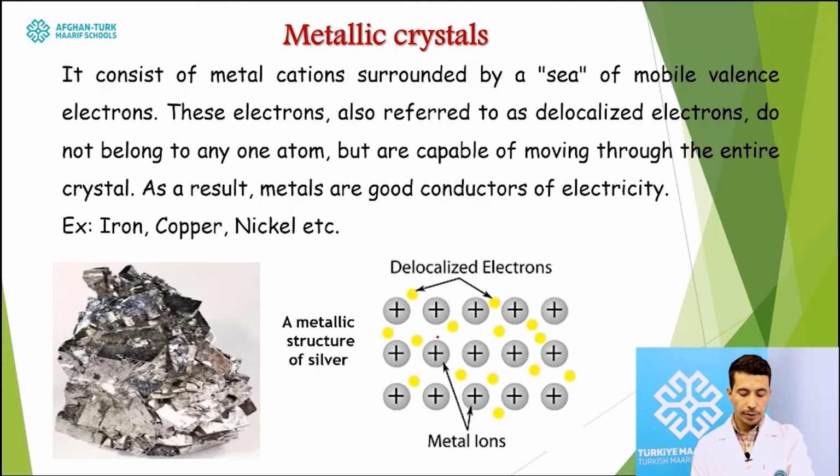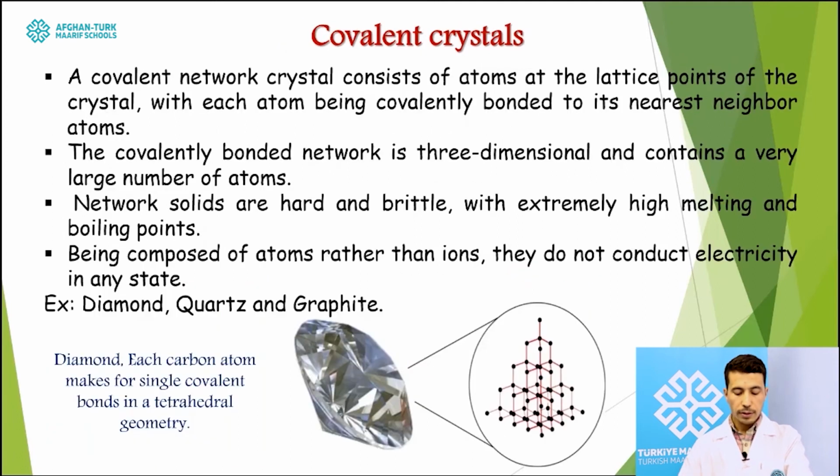You can see a metallic crystal over here. This is a silver metallic crystal, and you can see these are the positively charged cations of the silver, and electrons are located between them. These electrons are the mobile valence electrons of the silver, or we can say delocalized mobile electrons of the silver. Let's go to the next.